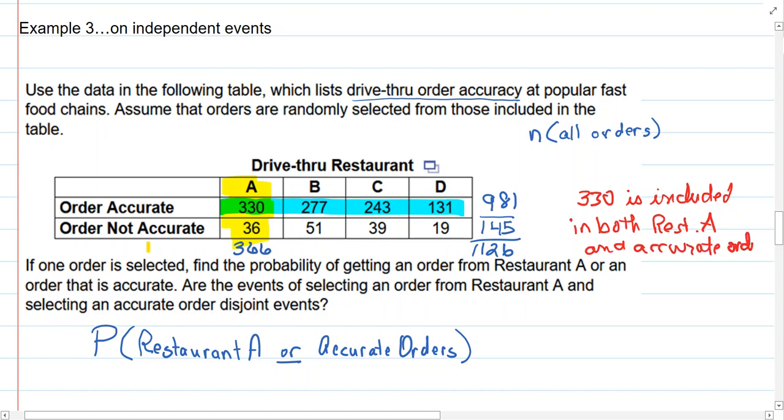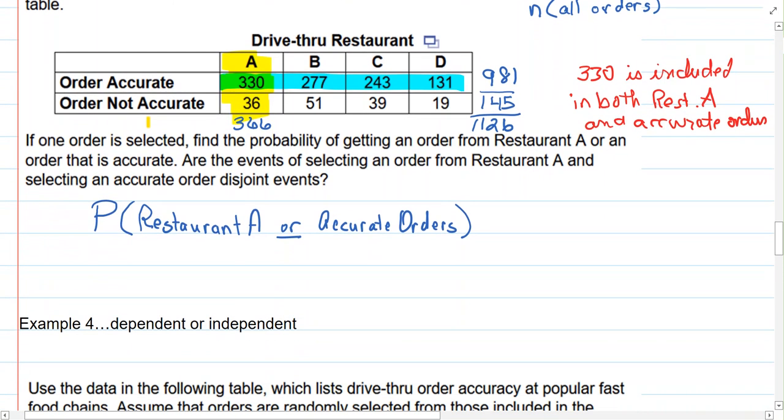So we're going to have to do that minus item at the end. So let's see what we have. All of them are under the total quantity. So let's structure what we know. I'm going to shorten it to A, or probability of AC, accurate orders, minus the probability of A and B.